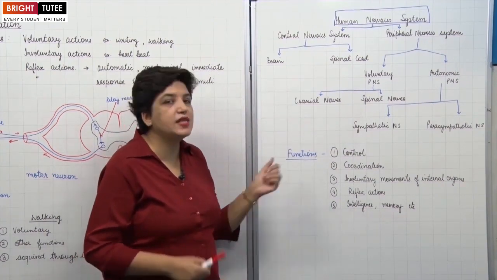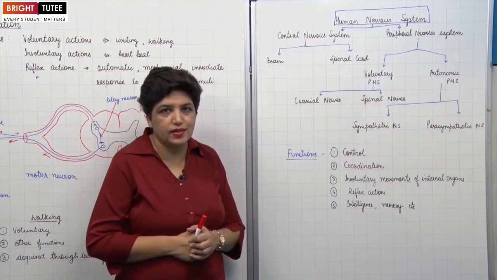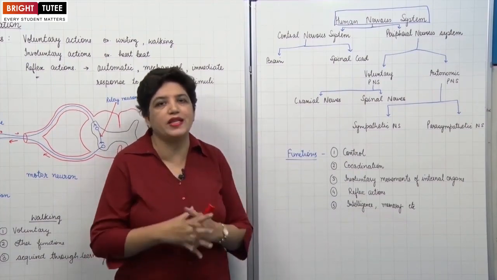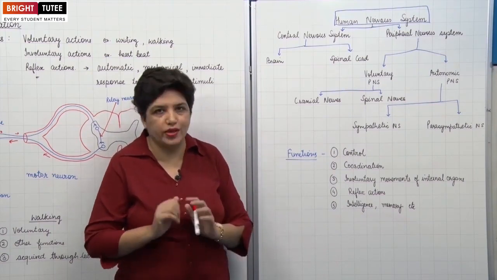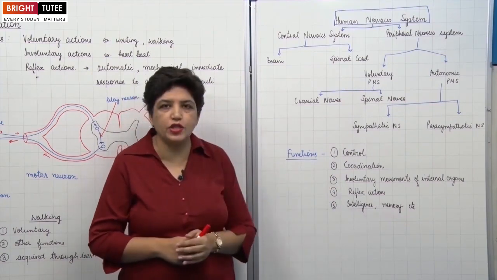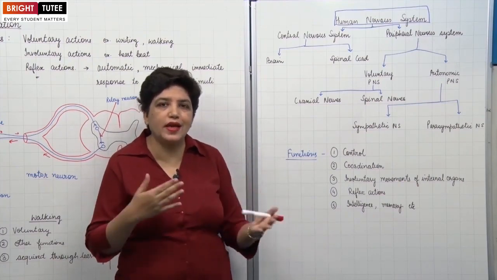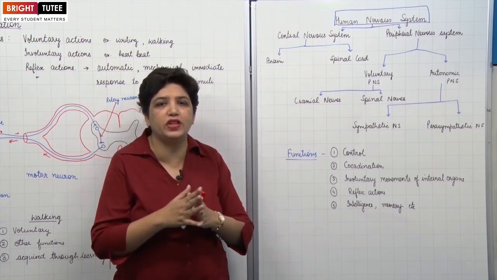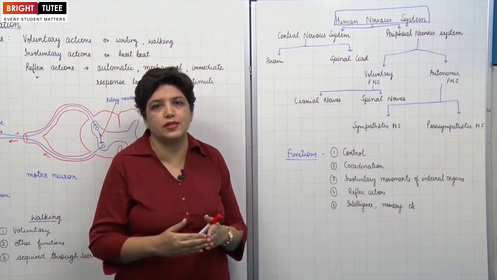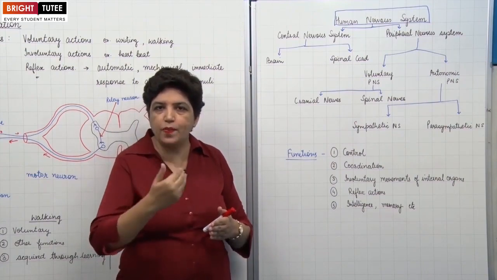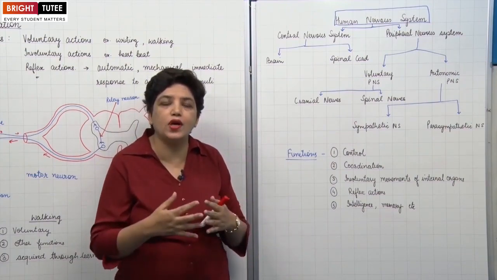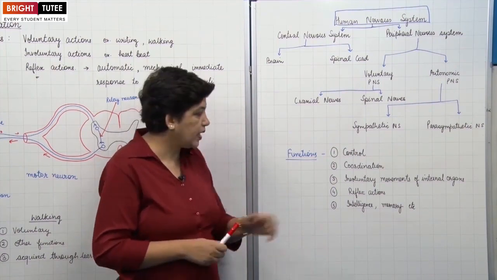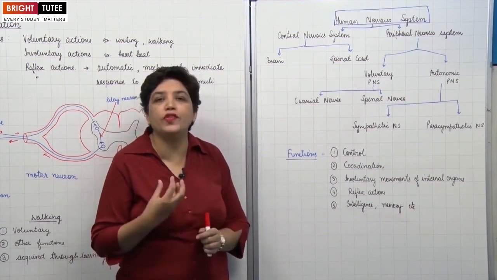Now, let us summarize what are the functions of nervous system. First is control. They control and regulate all the activities of the body, whether voluntary or involuntary. Second is coordination. Different but interrelated organs work harmoniously in coordination with each other for smooth functioning of a system, like digestive system. So different parts of digestive system have to work harmoniously with each other for smooth functioning, for efficiency.